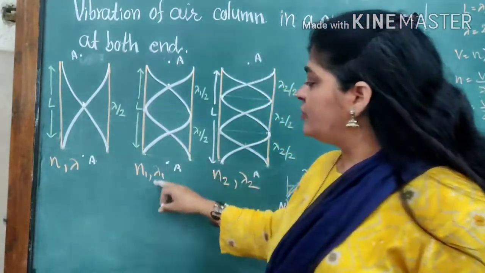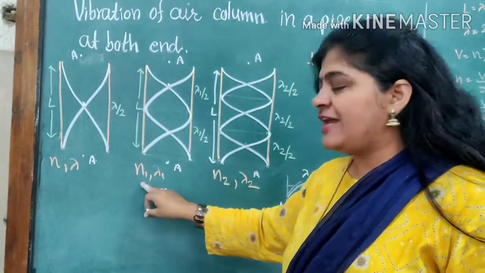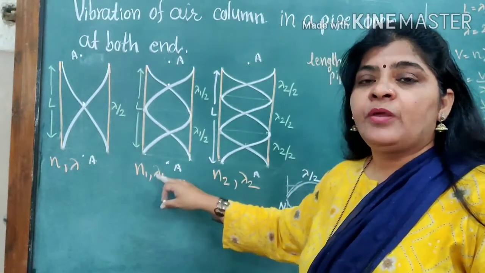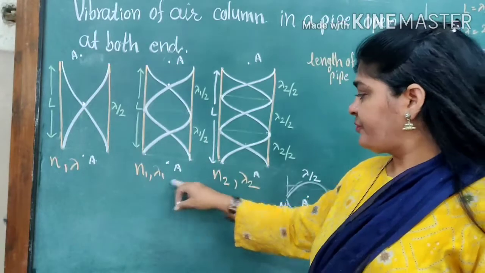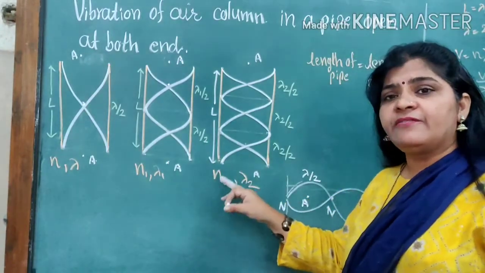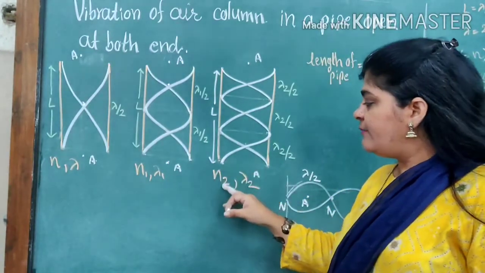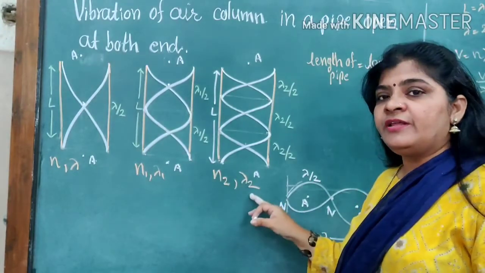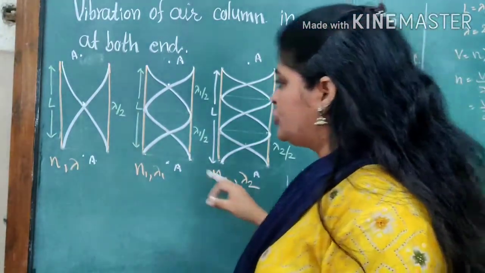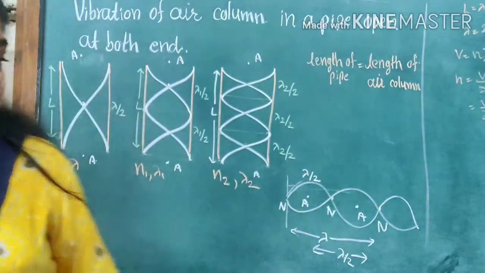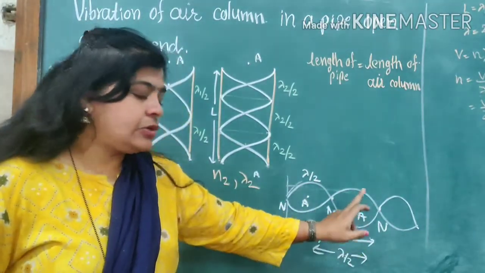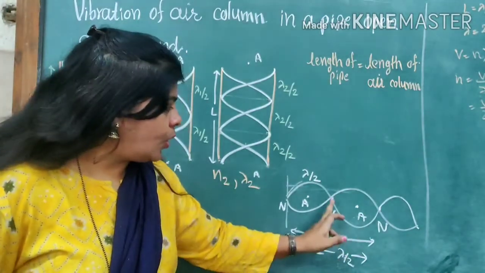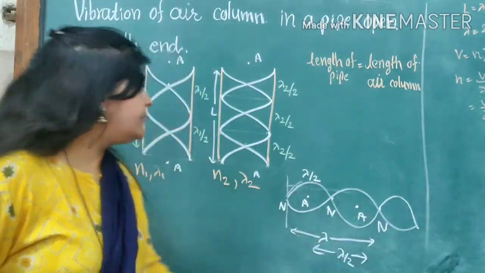Next, the frequency for the second mode of vibration is n1, and lambda 1 is the wavelength of the wave in the second mode of vibration. n2 is the frequency of this mode of vibration, and lambda 2 is the wavelength of this mode. Next, I already mentioned that the distance between two successive antinodes is lambda by 2, or between successive nodes is lambda by 2.